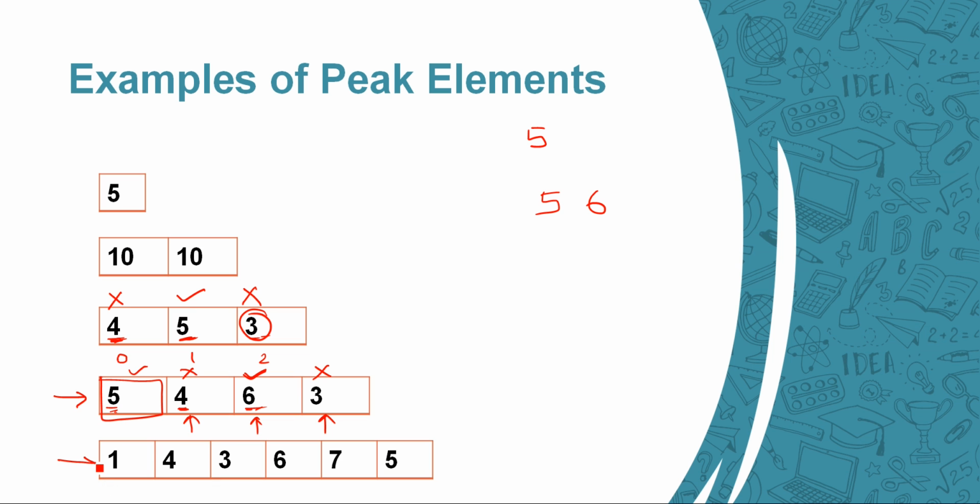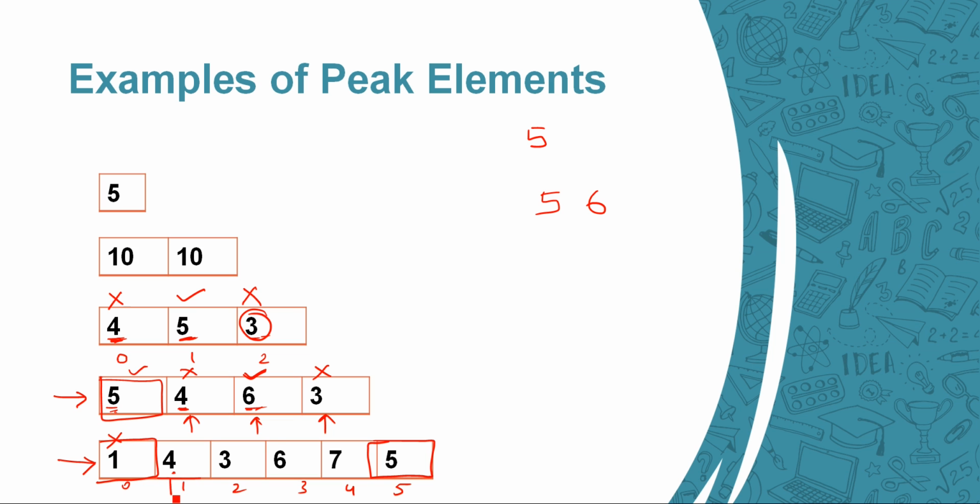Now let's move on to our next and last example. We have taken 0, 1, 2, 3, 4, 5. The total 6 elements are there, and we have the leftmost element as 1 and the rightmost element as 5. In this case again, this 1 should not be smaller than its neighbor, but this is not the case. So in this case 1 is not a peak element.